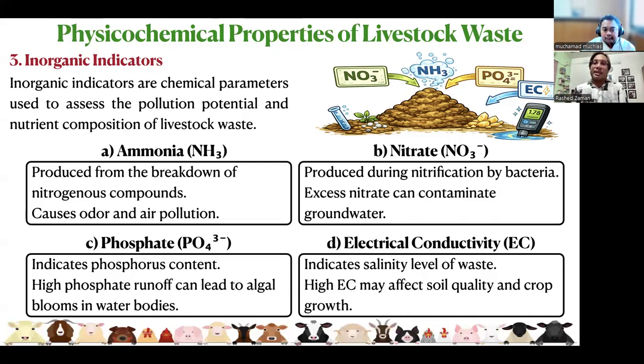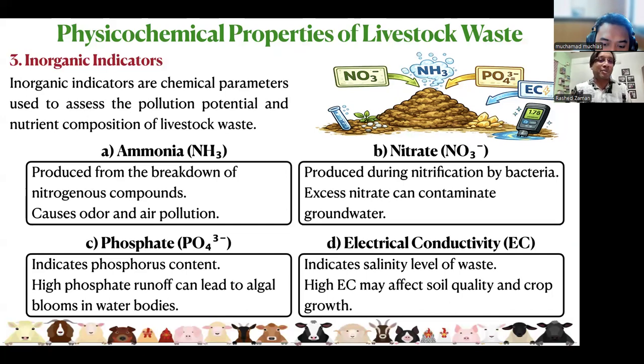Then nitrate, it is produced during nitrification by bacteria. Excess nitrate can contaminate groundwater, because from livestock waste it can easily go to the groundwater, and it leaches to the nearby soil and nearby water sources. So ammonia and nitrate, both indicate the nitrogen content of the livestock waste. Then phosphate, it indicates phosphorus content.